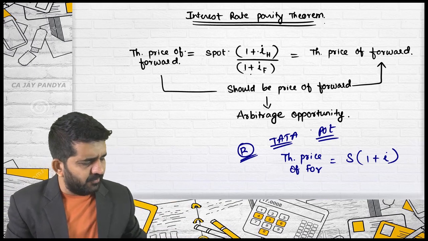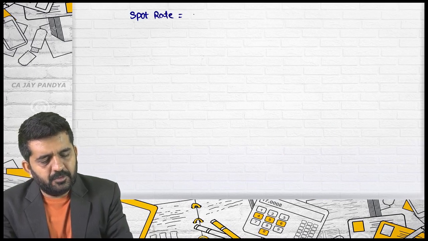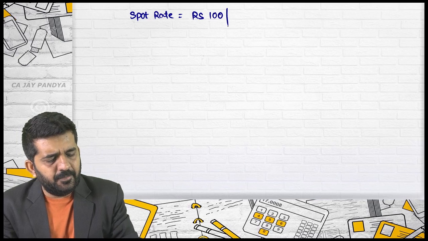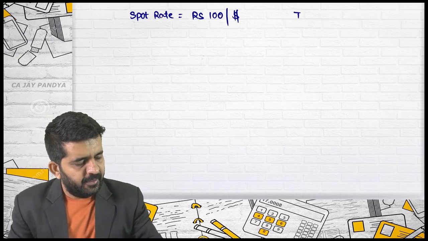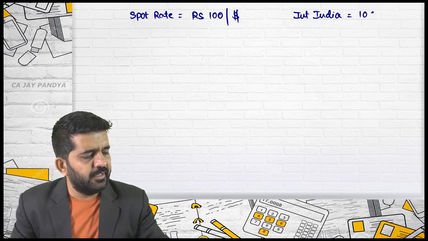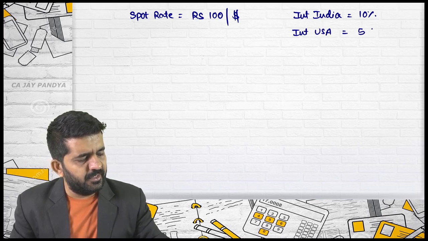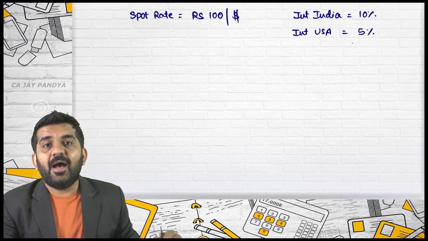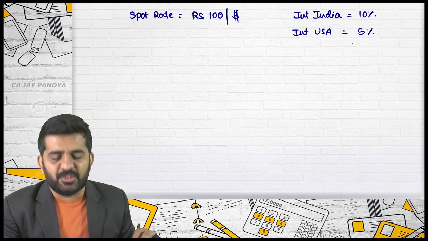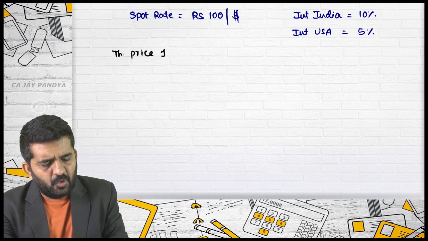So, let me take one example of theoretical price of forward. Spot rate is rupees 100 per dollar. Interest rate in India is 10% and interest rate in USA is 5%. I am finding out the theoretical price of 1 year forward.